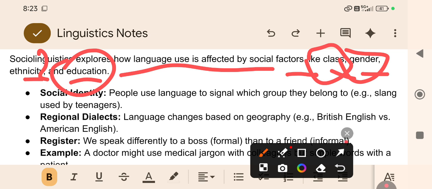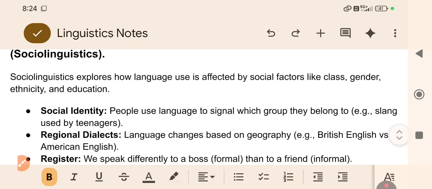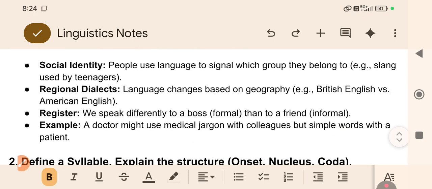You must have seen politicians' slips of tongue, their usage of words, right? Focus, that shows their class, gender, ethnicity, and education. That's a very good example. So here you can see, this is sociolinguistics.